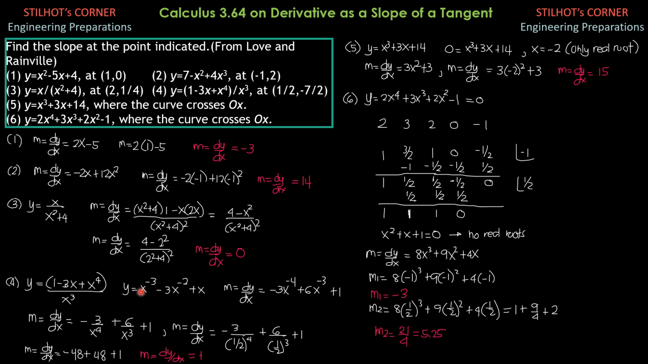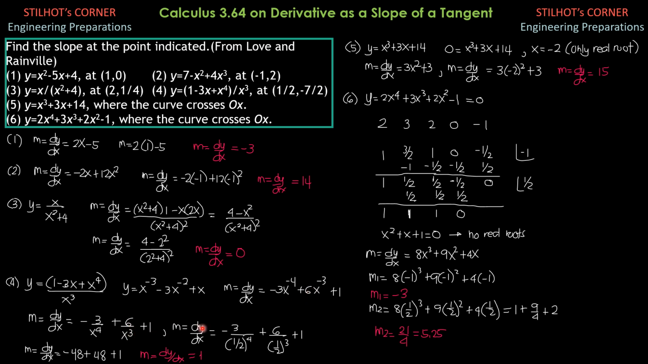So dy/dx: the derivative of x to the negative 3 is negative 3x to the negative 4. Then negative 3 times negative 2 is 6, then x to the negative 2 minus 1, so positive 6x to the negative 3. The derivative of x is of course 1. So the slope dy/dx, transforming this into an expression with positive exponents, is negative 3 over x to the fourth plus 6 over x cubed plus 1.